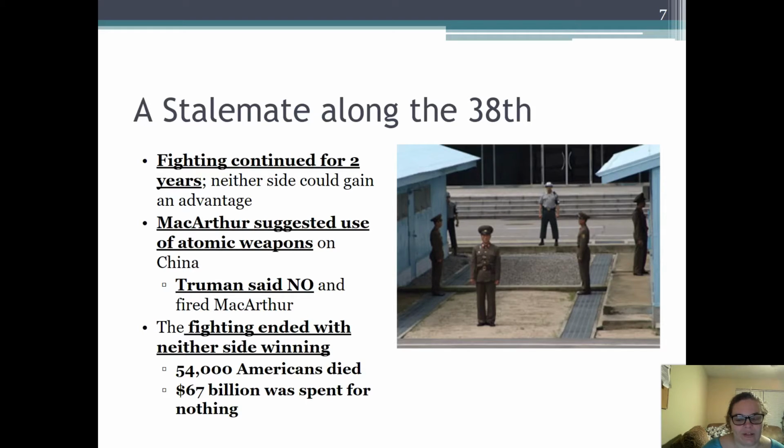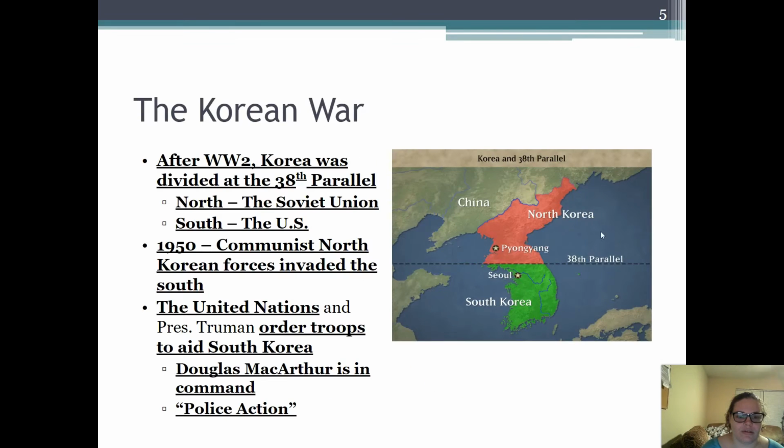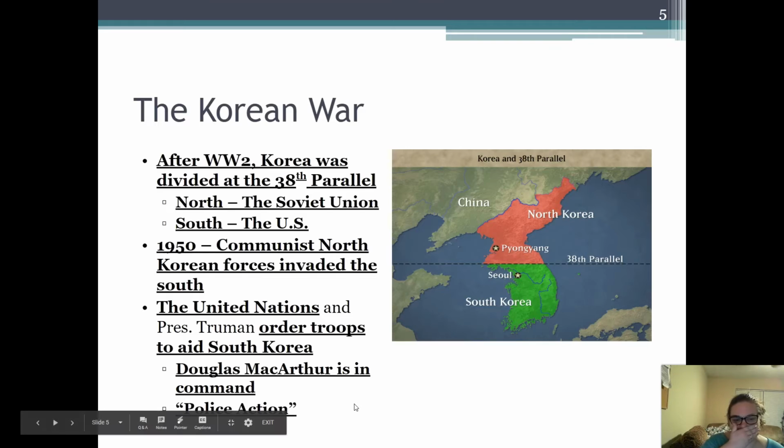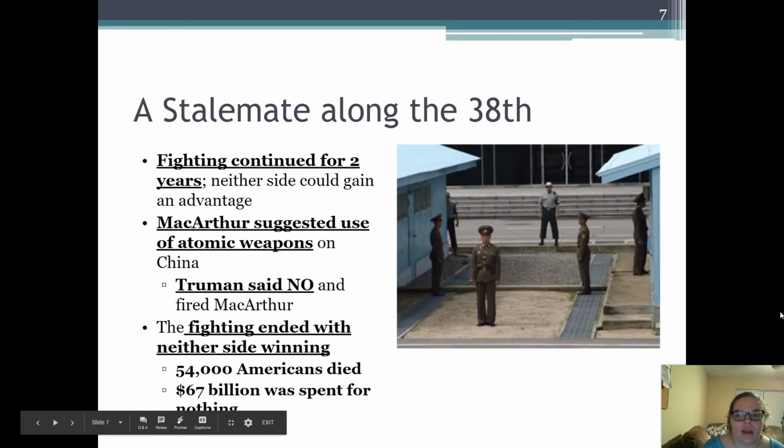The fighting ends with neither side winning. You got 54,000 Americans dying. $67 billion was spent. And at the end of the war, they just go straight back to this map. It looks exactly like this. They just draw the line and everything's back the way it was.